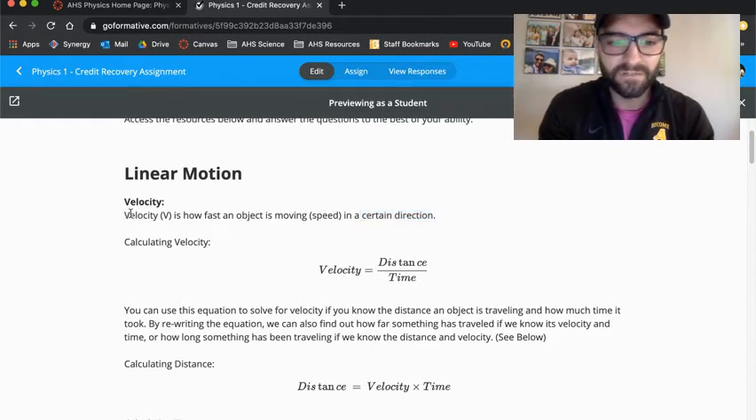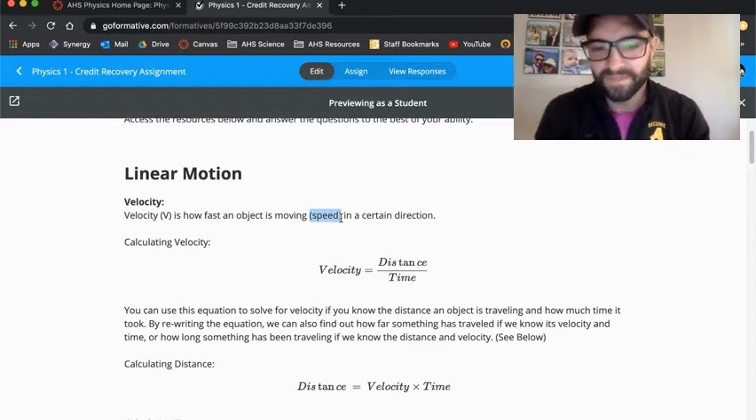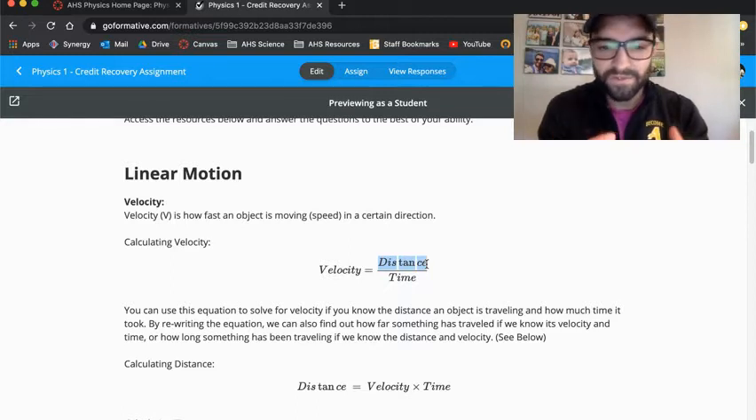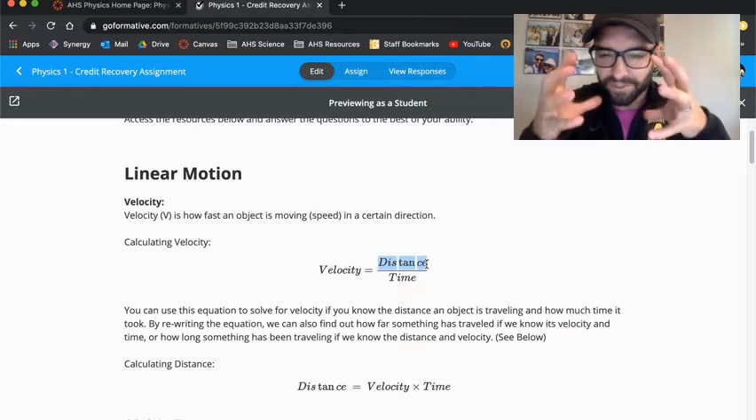In our terms, we're going to refer to it as velocity, but in your head, feel free to think of it as speed. It's how fast something is going. Okay? So to calculate velocity, we need to know two things: the distance. And for most of these scenarios, I'm going to refer to a vehicle. Okay, so you can kind of picture a car.